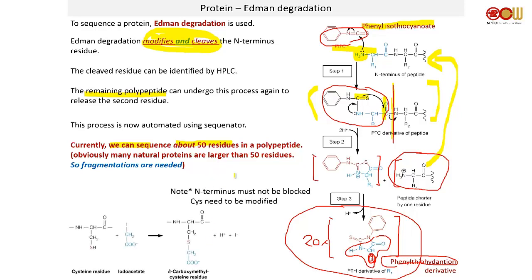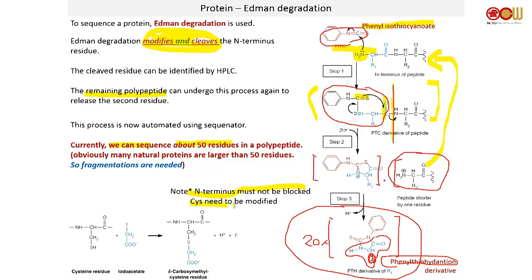Also, in order to use this Edman degradation, you need to have some prerequisites. Number one, your N-terminus must not be blocked. Sometimes if your protein undergoes a post-translational modification, then your N-terminus may be blocked. Okay, so two lectures ago, we talked about some post-translational modifications, right? If your protein's N-terminus is post-translationally modified, then Edman degradation will not work because you don't have the N-terminus amino group. Okay, then it will not work.